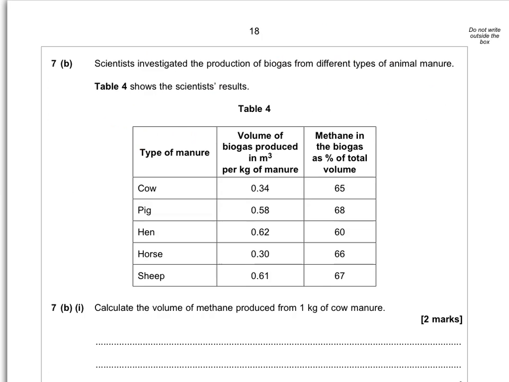Over the page. Scientists investigated the production of biogas from different types of animal manure. Nice. Table 4 shows the scientists' results. Calculate the volume of methane produced from 1 kilogram of cow manure. There's a question you didn't think you'd be answering. How much methane released from a kilogram of cow manure? Let's have a little think. Okay, so with the cow manure then, we've got the volume of methane produced per kilogram, and it is per kilogram, is 0.34. So there we've got that.